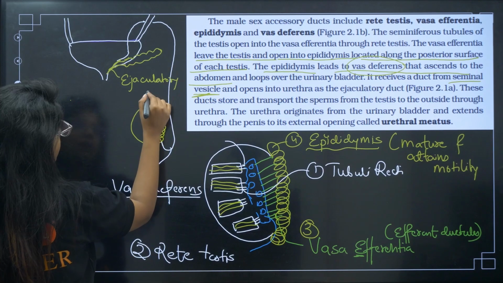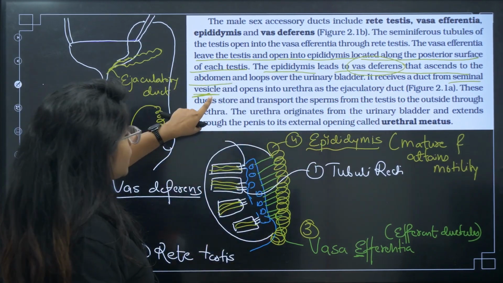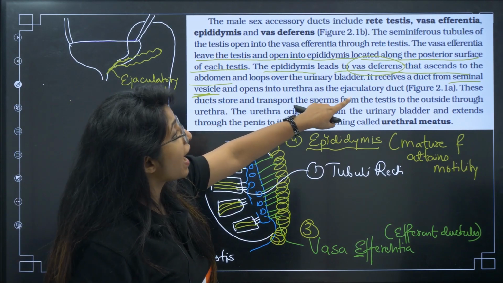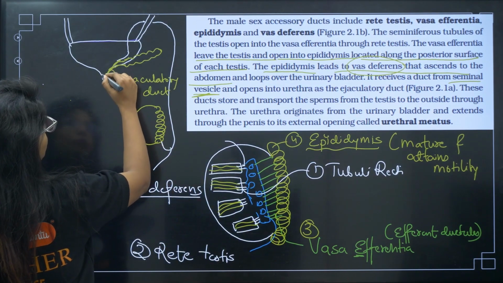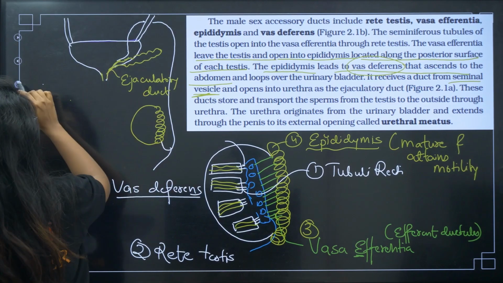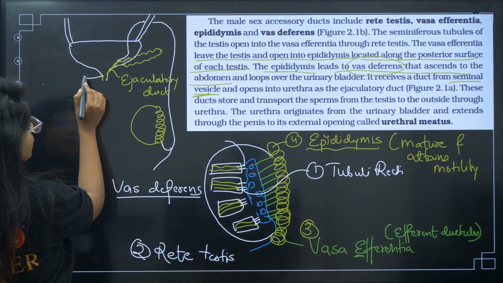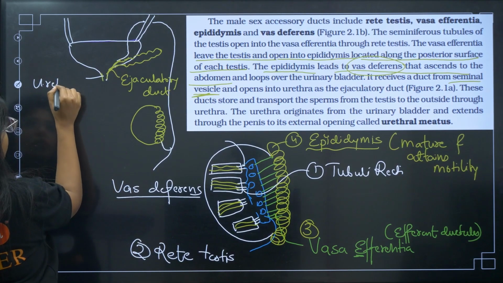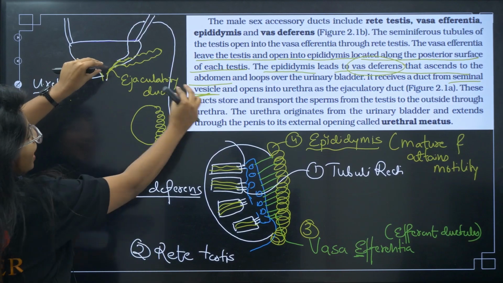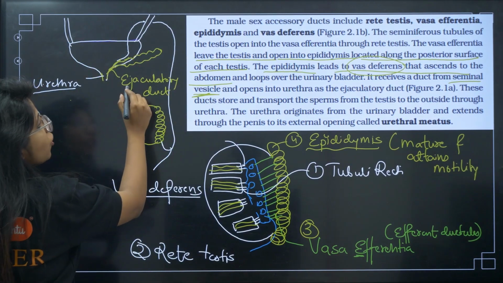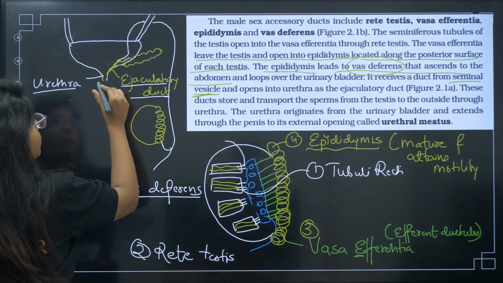Ejaculatory duct. Now, it receives a duct from the seminal vesicle and opens into urethra as ejaculatory duct. So basically, it opens into urethra as ejaculatory duct, which means you know that this is urinary bladder. What is this particular thing at the end? This is your urethra. So basically, the vas deferens and the seminal vesicle together, what are they forming? The ejaculatory duct. And now where is the ejaculatory duct opening into? It is opening into urethra.